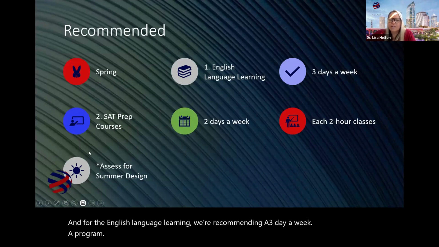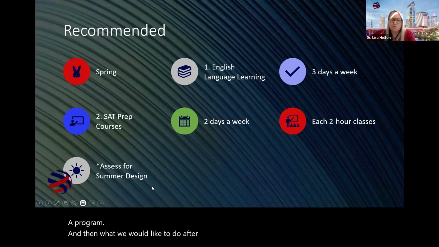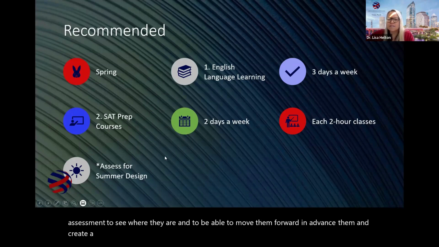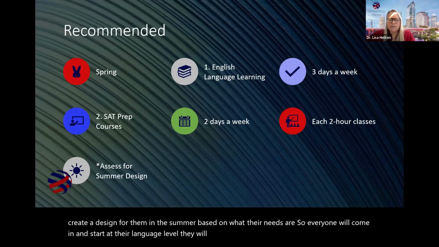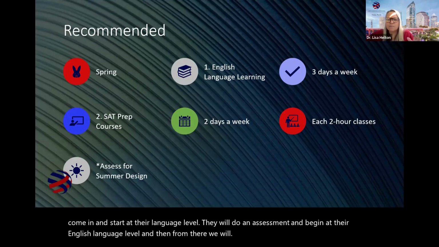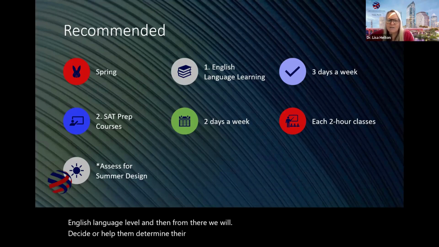And then what we would like to do after the spring session is to give the students an assessment to see where they are and to be able to move them forward and advance them and create a design for them in the summer based on what their needs are. So everyone will come in and start at their language level. They will do an assessment and begin at their English language level. And then from there, we will decide or help them determine their next class level. Everyone should be able to work at their level.